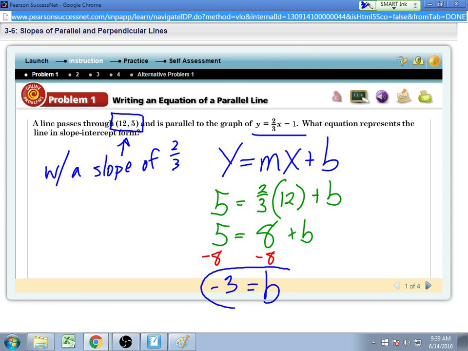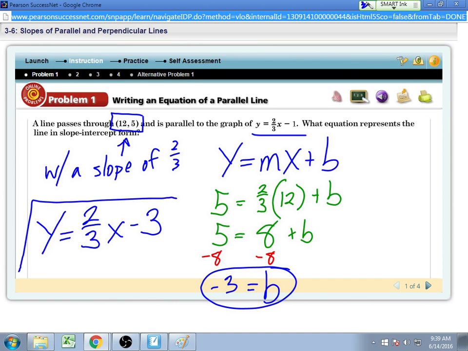We're not done. We're almost done. That lets me then write my equation: y equals 2/3 x, gotta have that slope, minus 3. Or plus a -3, but that's redundant. So when you know a point and a slope, you plug in the point and the slope to find your y-intercept, then write out your equation.